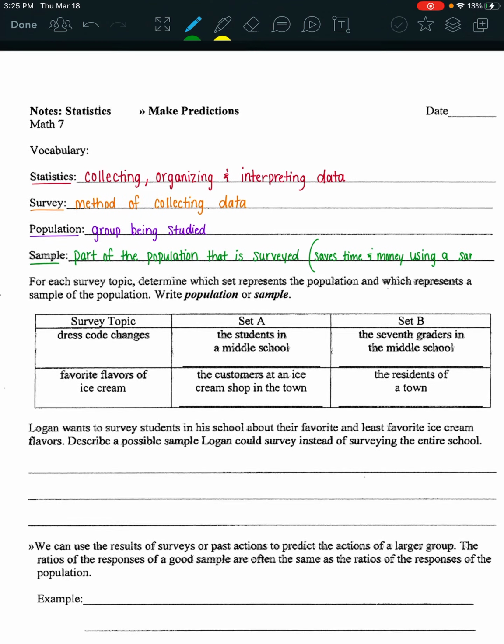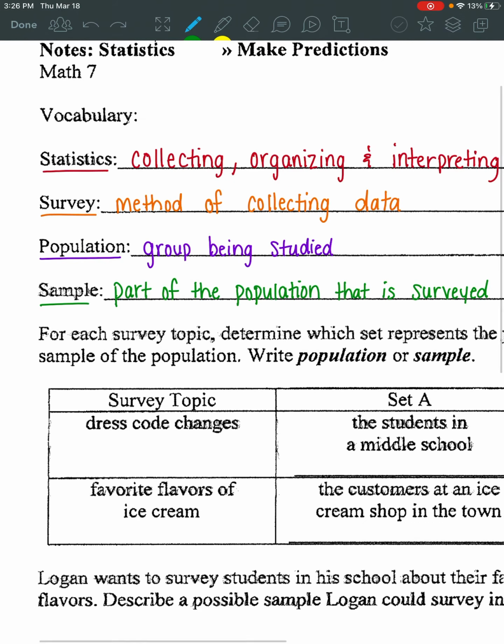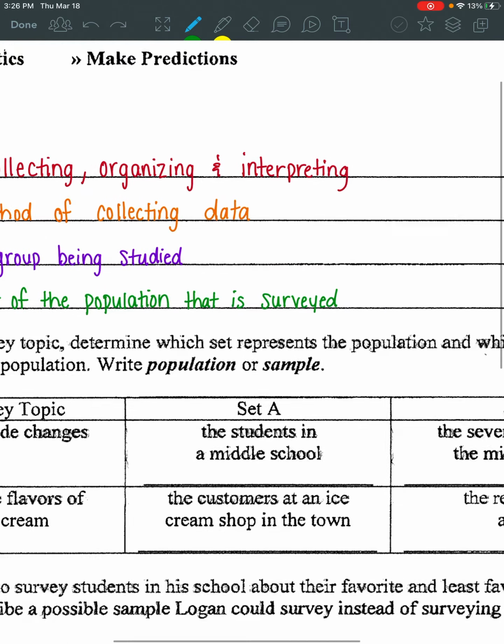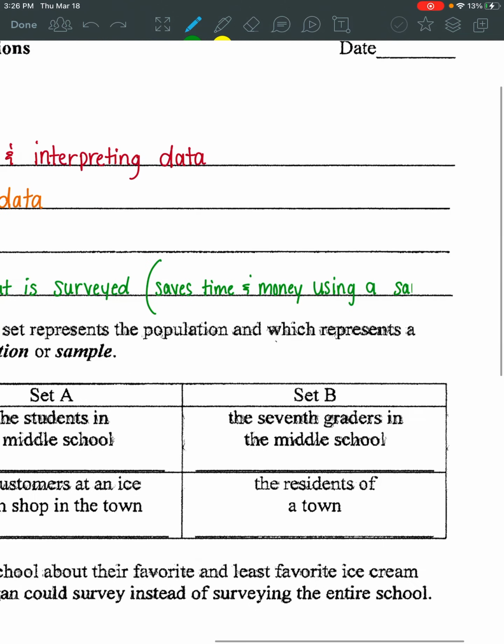So for these examples, what we're going to do is look at what's the survey topic, and then there's two sets, set A and set B, that we're going to be looking at to decide, is it the population or is it the sample? So first example here, we have dress code changes. So that's our survey topic. We have set A, a group of students in the middle school, and then set B, the 7th graders in the middle school.